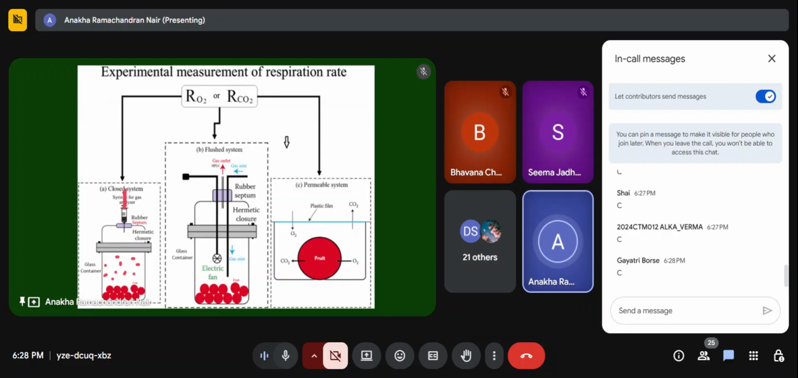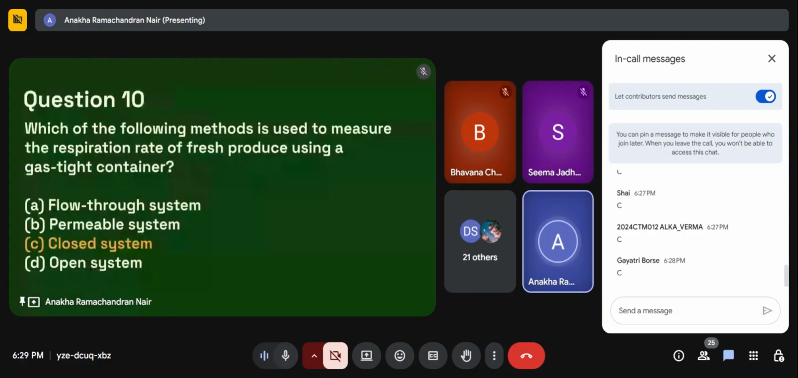And that will help you measure how much amount of gas molecules have been produced since the time that you close the system, right? And that will tell you how much gas has been produced, and help you figure out the respiratory rate of the fresh produce. So the correct answer is closed system. Does anyone have a doubt in this question?